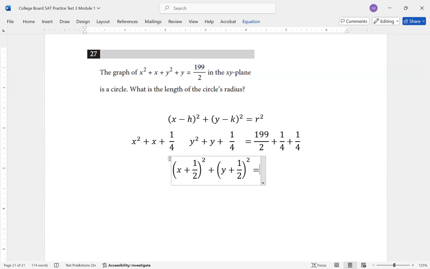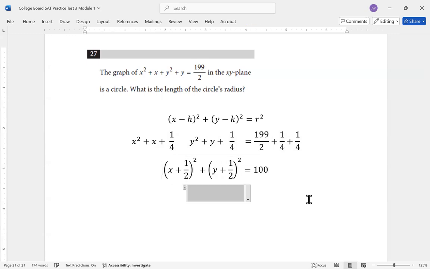The right-hand side would simplify to 100. And that means the radius squared is equal to 100, which forces the radius to be 10. I can only have a positive radius. So the radius would be 10. And that's the answer to question 27. The radius of this circle is 10. Like I said, you could also do graphing and see what this looks like, find the center of the circle, and then measure on a graph.